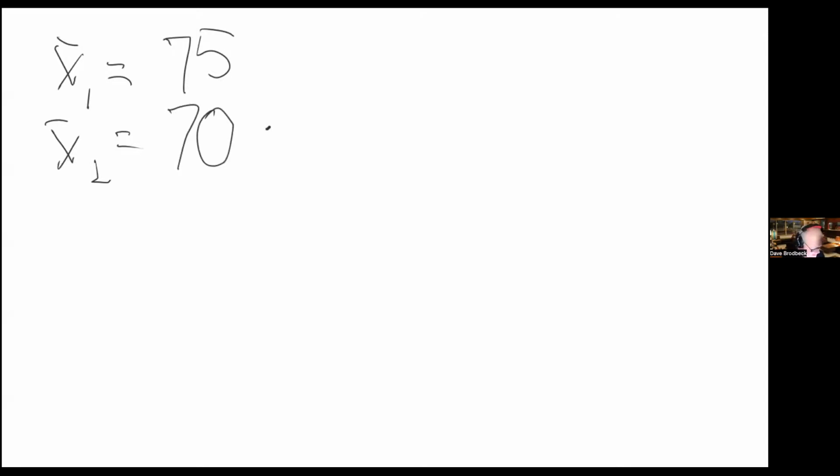Now the variances for these 2 groups, I'm just trying to make the arithmetic a little bit easy. It's hard to do this off the top of my head, but I'm going to say that S squared sub 1 for group 1 and S squared sub 2 for group 2 are 25 and 15. And we have how many subjects in each group? We're going to make the math easy again, and say 5 and 5.